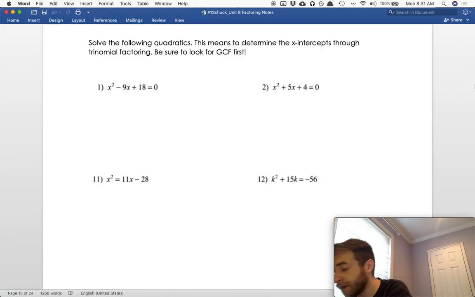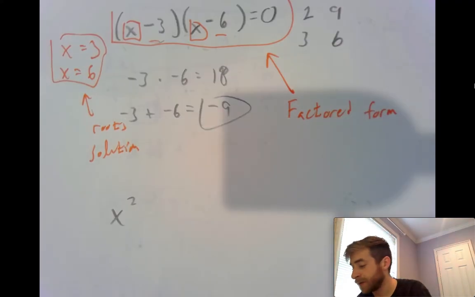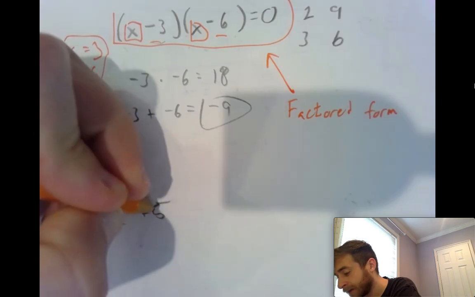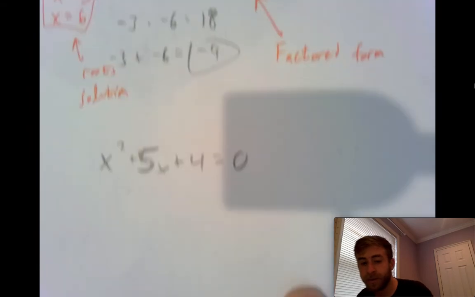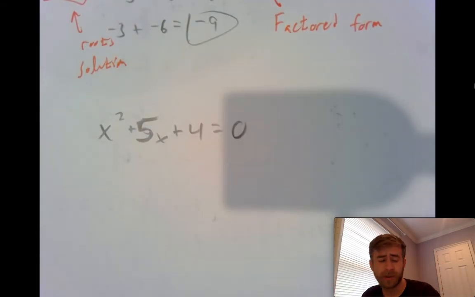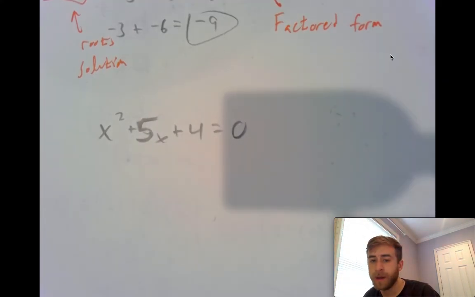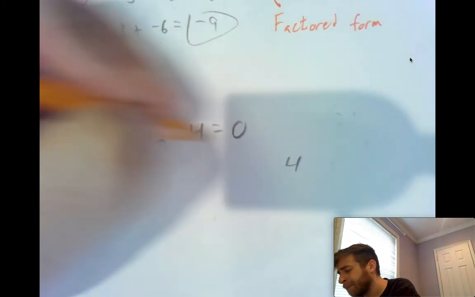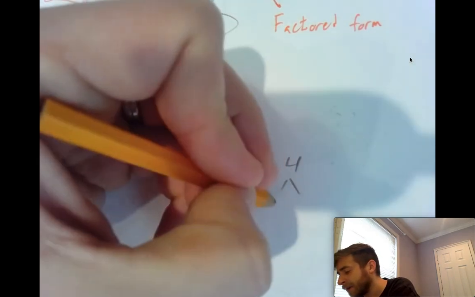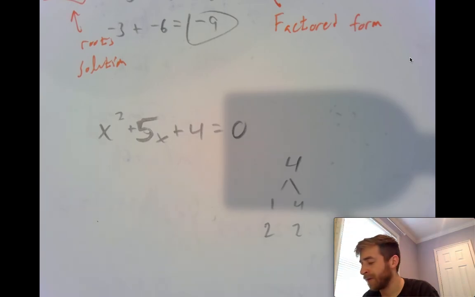x squared plus 5x plus 4 equals 0 is what they gave us. Do they want the solutions or the factored form? They want us to solve the quadratic, so they actually want the solutions. Good. Okay. So two numbers that are going to multiply to 4, but they also add to 5. So 1 and 4, 2 and 2, and that's it. Those are all the factors.